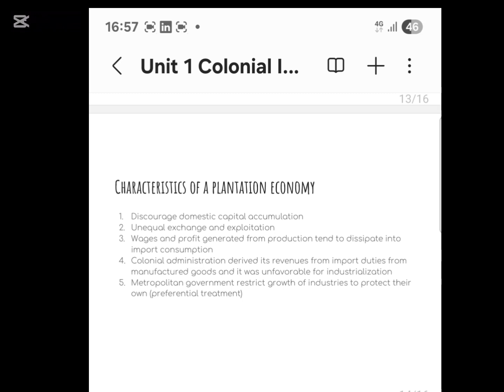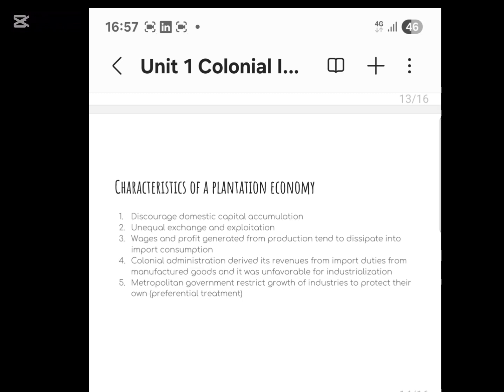Any money that you have you will spend on imported goods rather than export. Then you will ask your government, why are we not encouraging export? Because the basis and the foundations of an export-based economy are not established properly. Secondly, unequal exchange and exploitation. I think I went through that already. Wages and profit generated from production tend to dissipate into import consumption. Very true during those times and very true in our time. That is a result of an import-dependent economy.